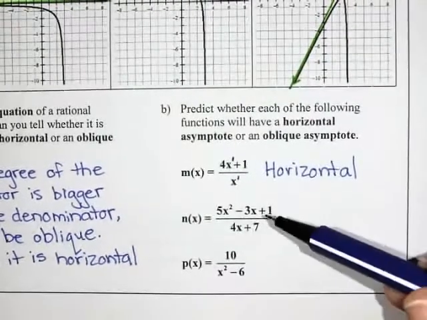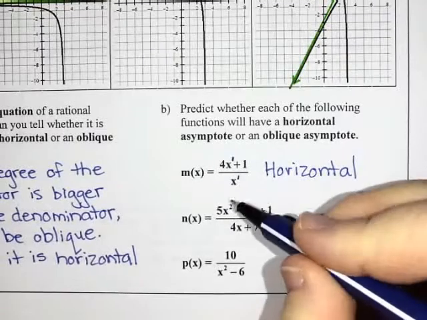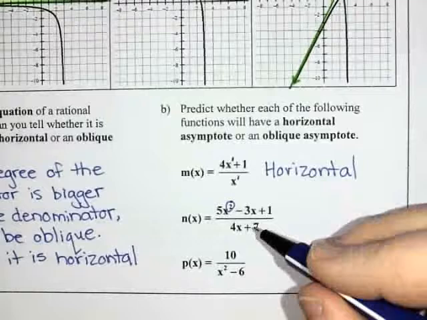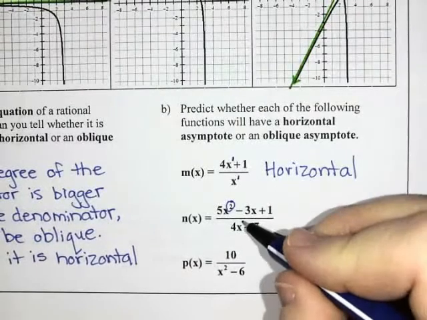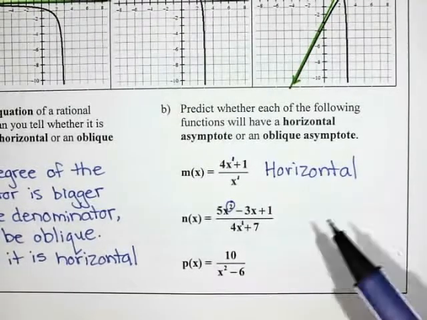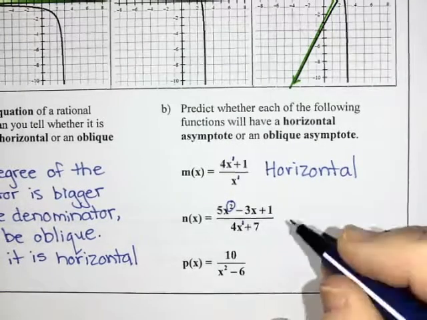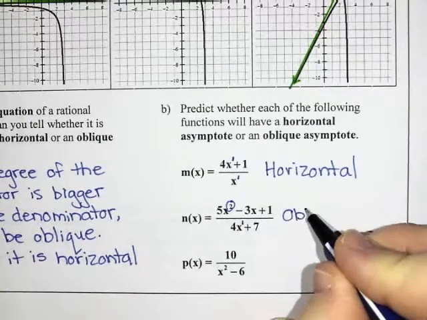All right, what about the next one? The one here on top, the degree would be 2. That's my highest exponent. On the bottom, it's just an x, which is an x to the 1. So here, the degree is bigger on the top than the bottom, so that will make it oblique.